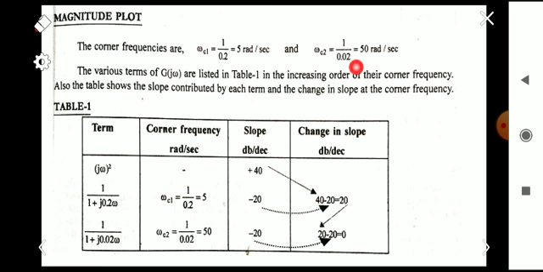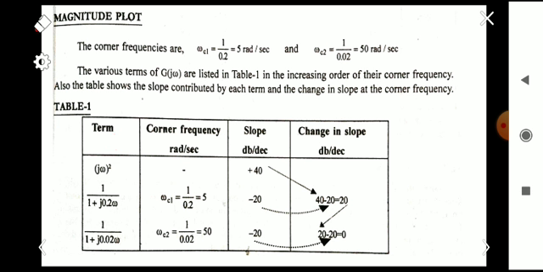Okay, so we have to denote the corner frequencies in the increasing manner, that is omega c1 is taken as 5 and omega c2 is taken as 50. Okay, and after that we have to draw a table having 4 columns: time, corner frequency, slope, and change in slope.